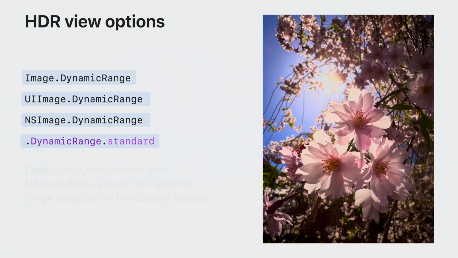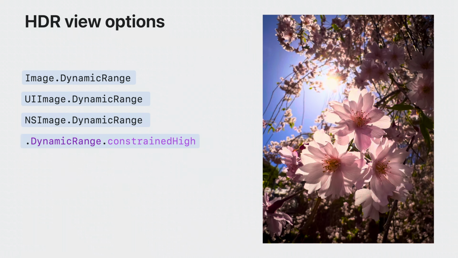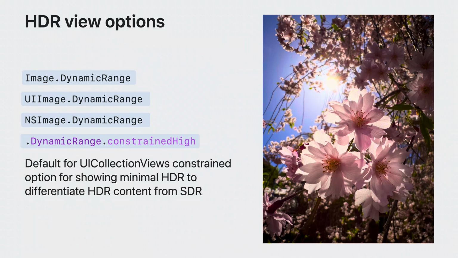The standard option disables high dynamic range rendering and instead displays all content as SDR. This means tone mapping content outside of the SDR range. This is also how images would be shown on displays that have no HDR capability. Last, the constrained high option should be used when you want to show some HDR, but not the full range of the content. Why would you want to show only some HDR, not all of it? Well, there are a few possible reasons.